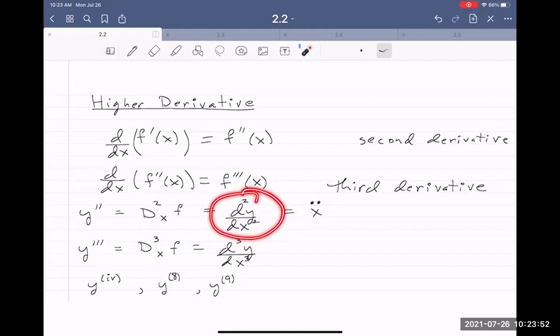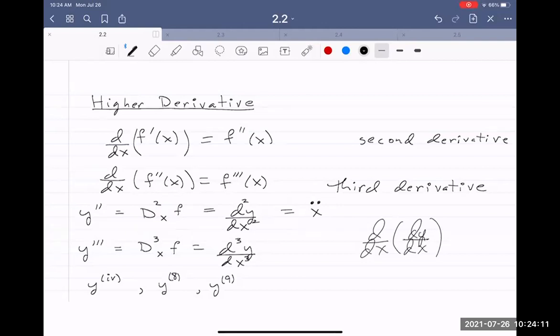This is Leibniz notation. So why is Leibniz notation so strange? Let me sort of explain this notation. So this is the derivative.